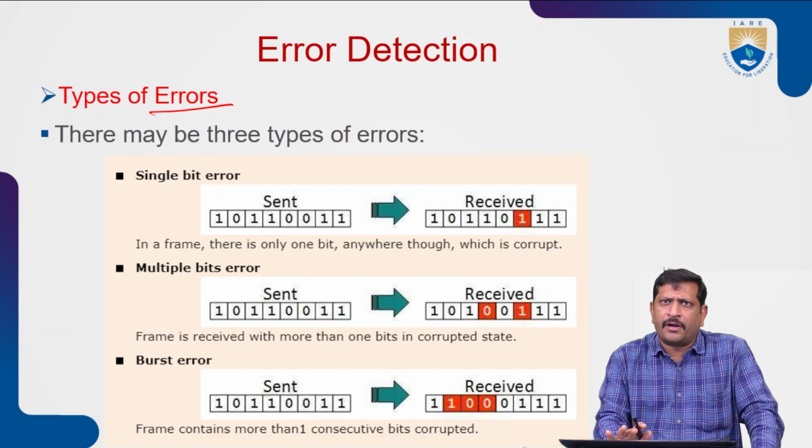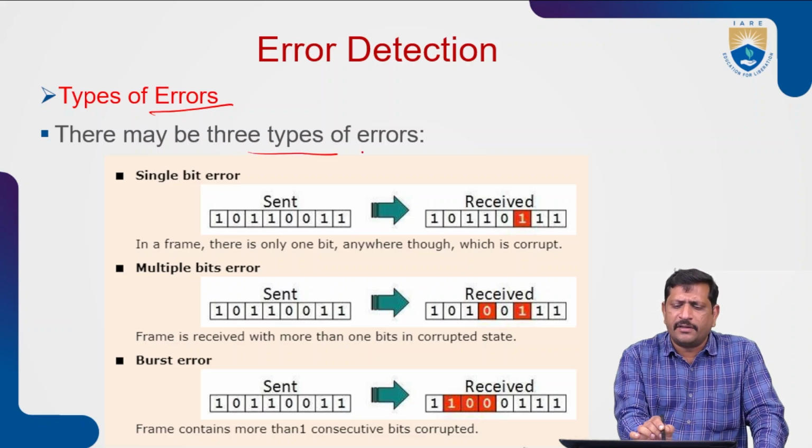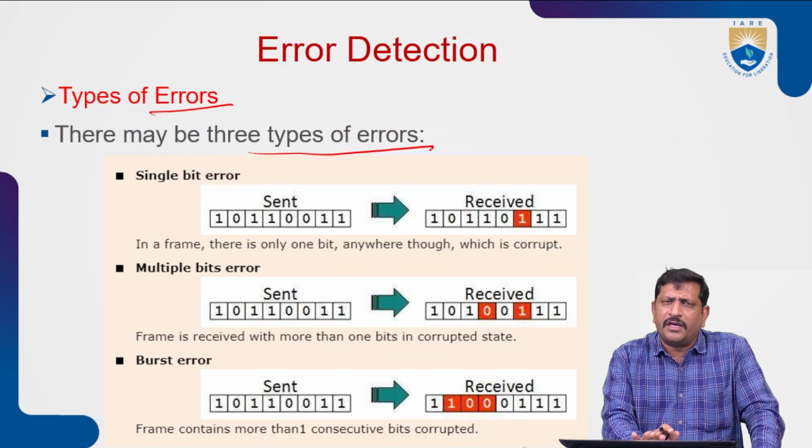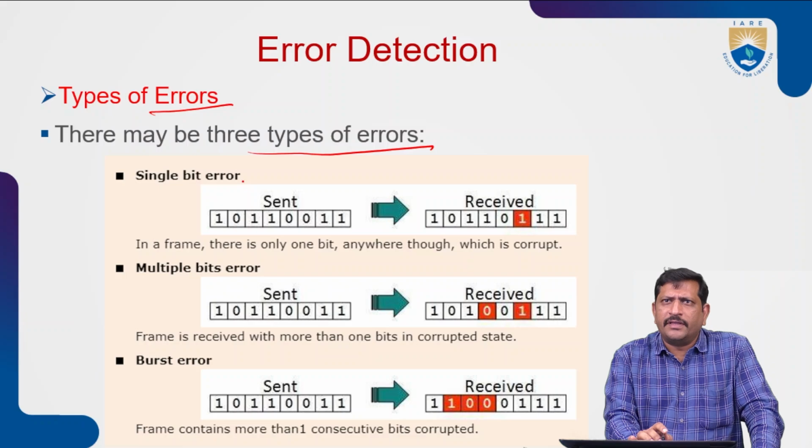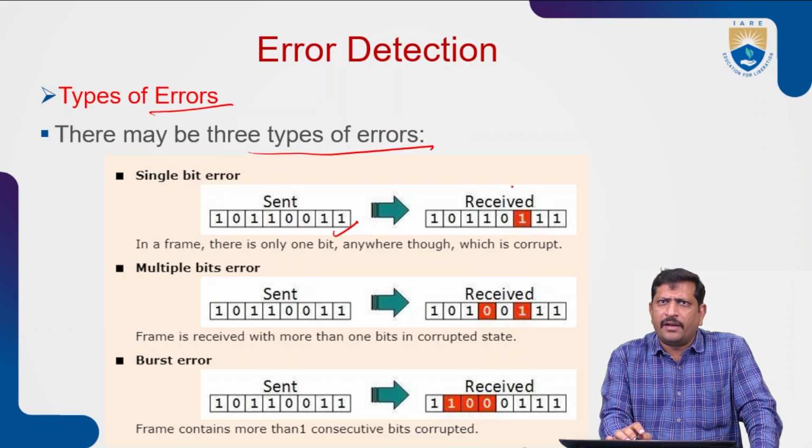Generally in the computer network subject, there are mainly three types of errors considered. What are the three types of errors? The first one is the single bit error. That means if the sender sends the data 10110011, this is the sender's data. The receiver receives 10110111. Here, instead of 0, only a single bit is received different.